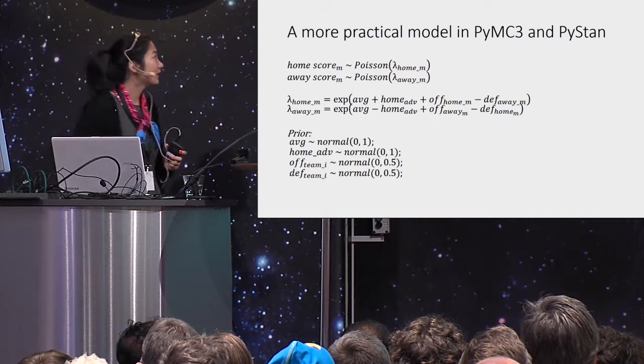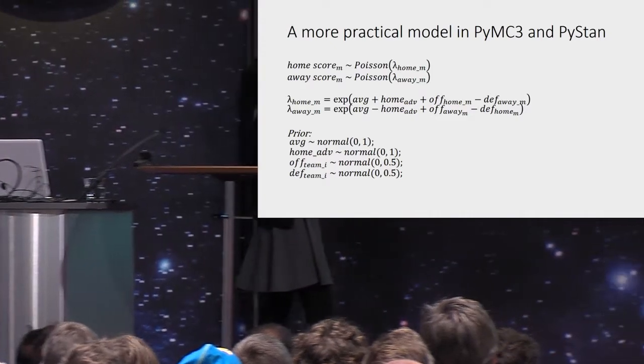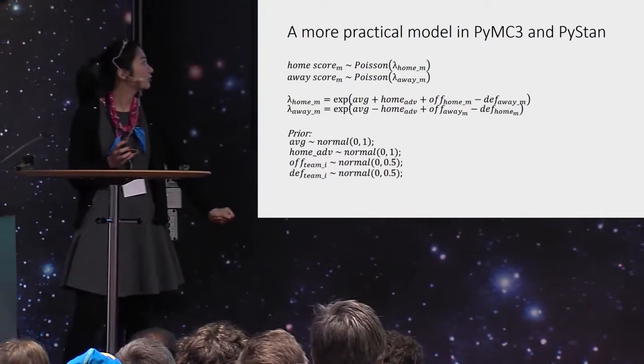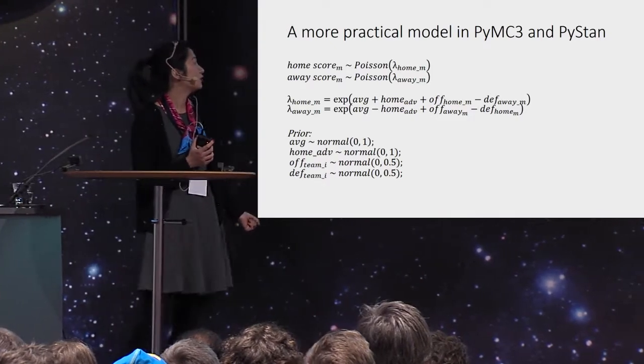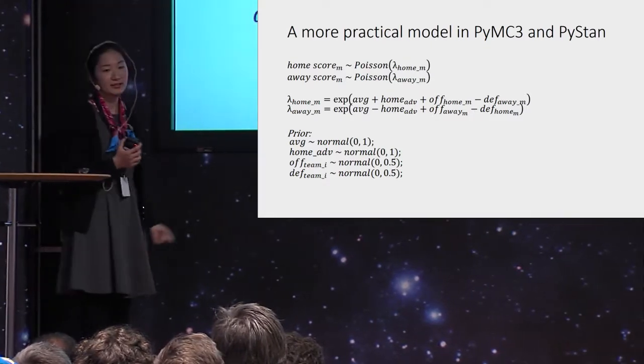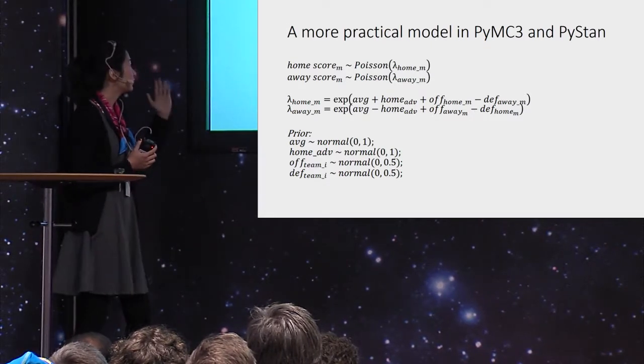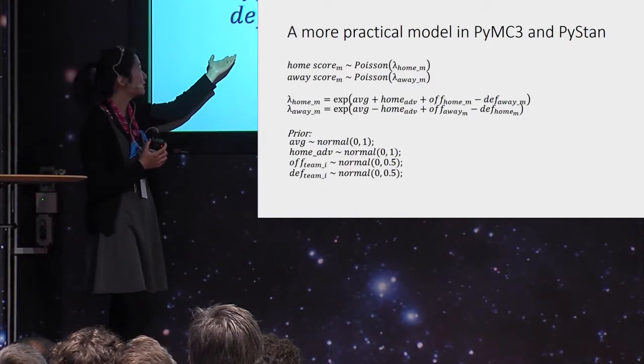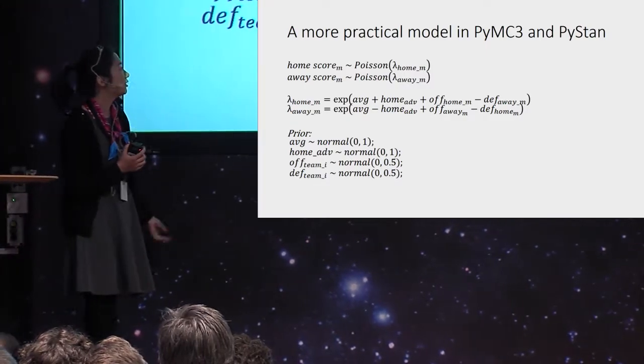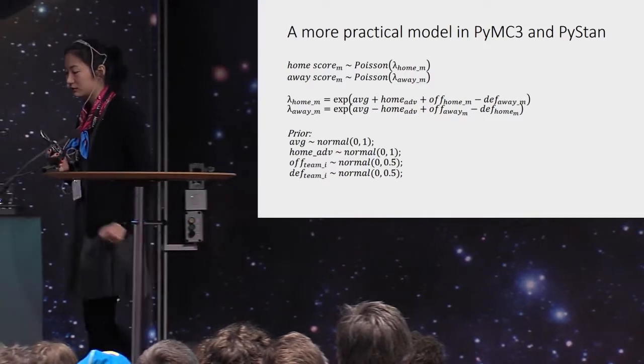So those are my priors. My average score follows a normal distribution, and my home advantage also follows a normal distribution, and they are the same across all teams. And for each team's offense and defense ability, they follow a normal distribution with 0 and 0.5.